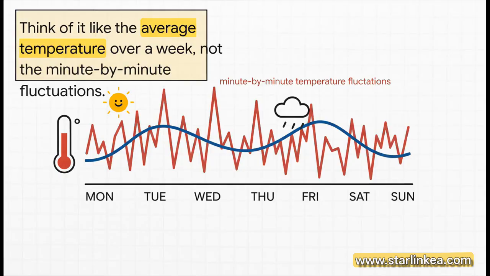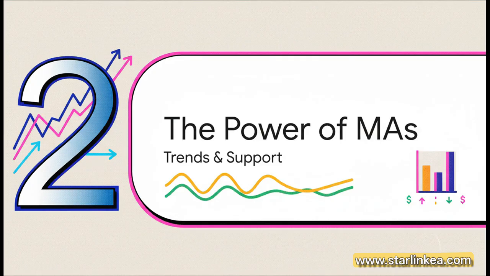Here's a really easy way to get it. Think about the weather. You don't really care if the temperature changes every single minute, right? What you want to know is the average temperature for the whole week to get a sense of the general climate. A moving average does exactly the same thing, but for price. It's that simple.